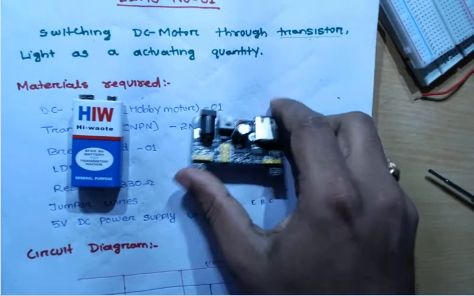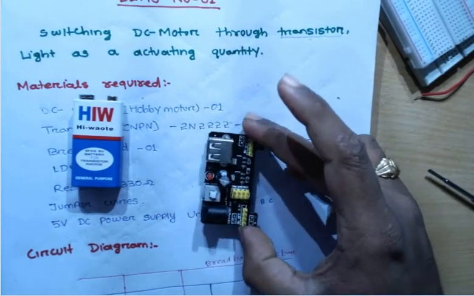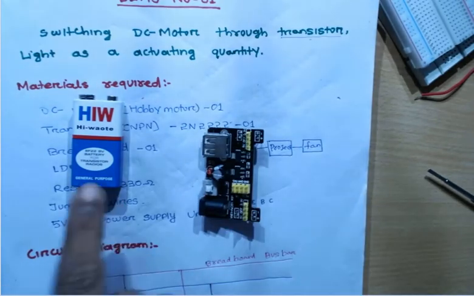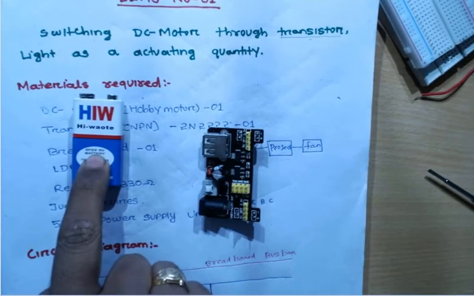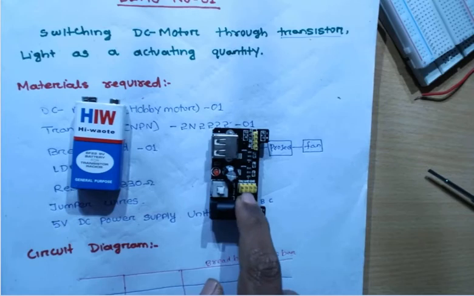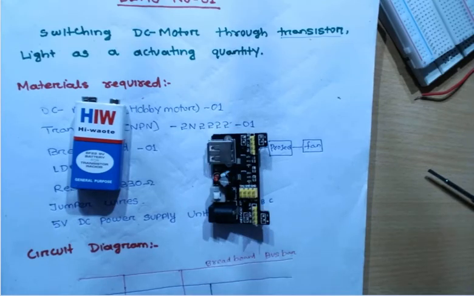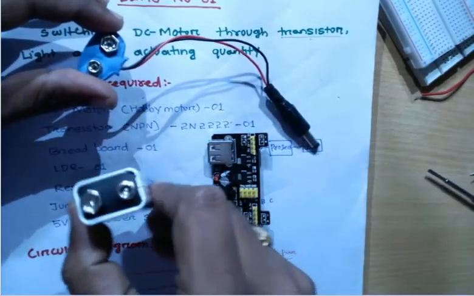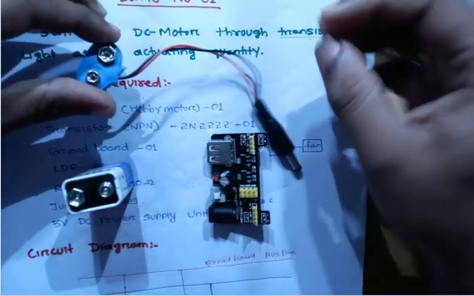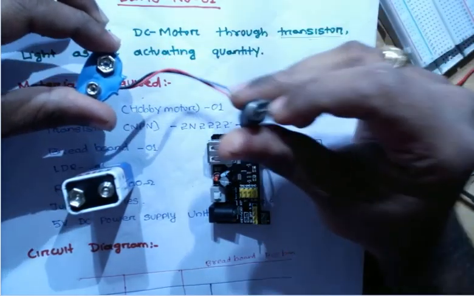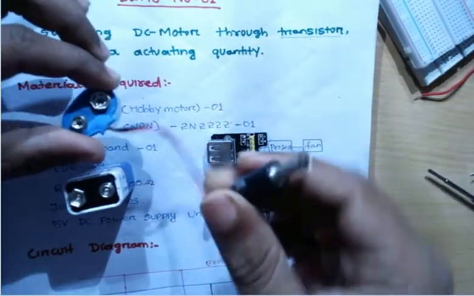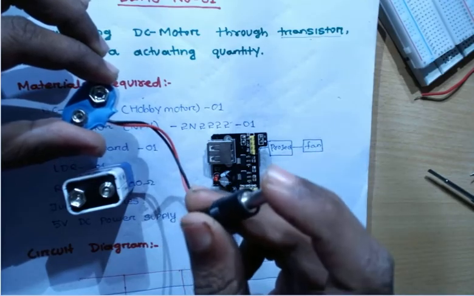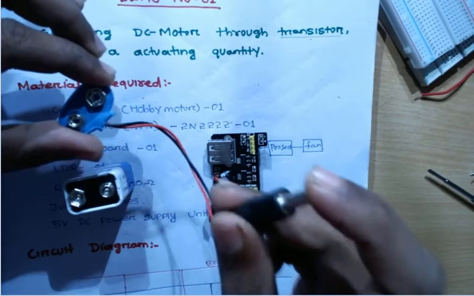How will this unit work? I need to connect this battery to this power supply unit. How can I connect? I will take the help of a 9 volt battery clip. This is the battery clip, and this is the DC jack. You get 9 volt from this jack.